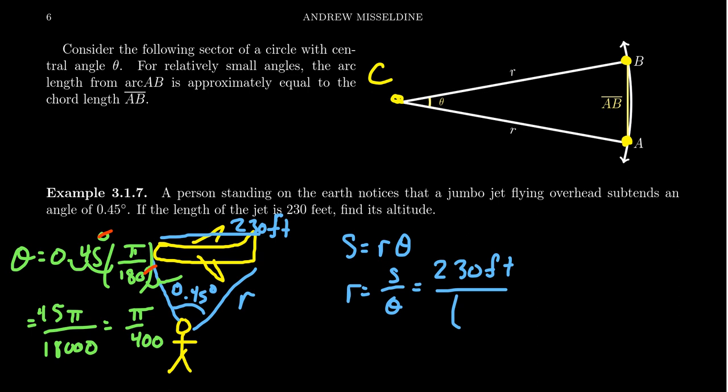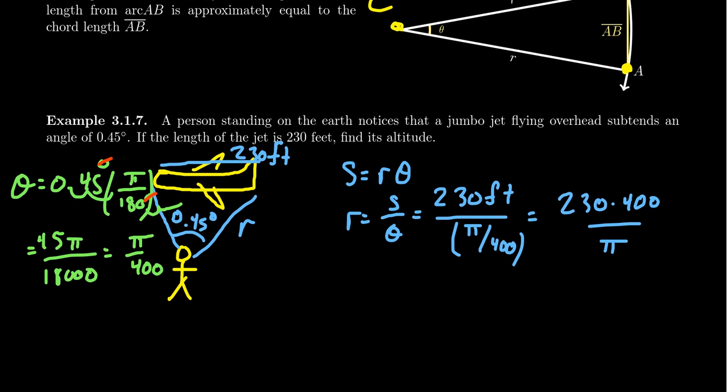So you're going to end up with 230 divided by pi over 400. If you're dividing by a fraction, you can just multiply by its reciprocal. So we get 230 times 400 over pi. 230 times 400 is going to be 92,000. You end up with 92,000 over pi. This is the exact value.